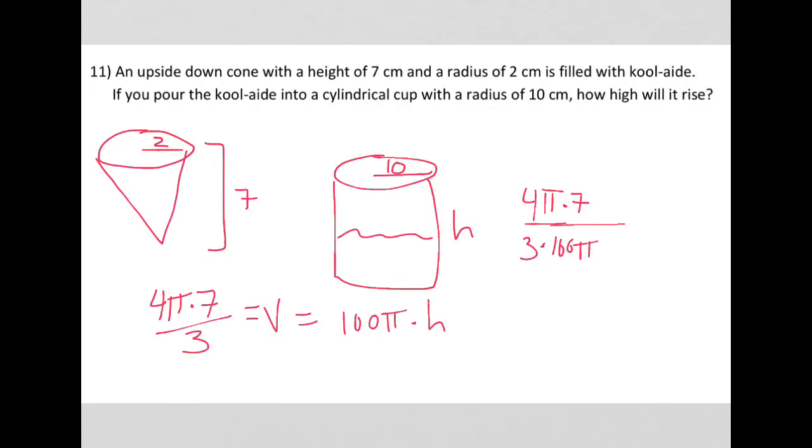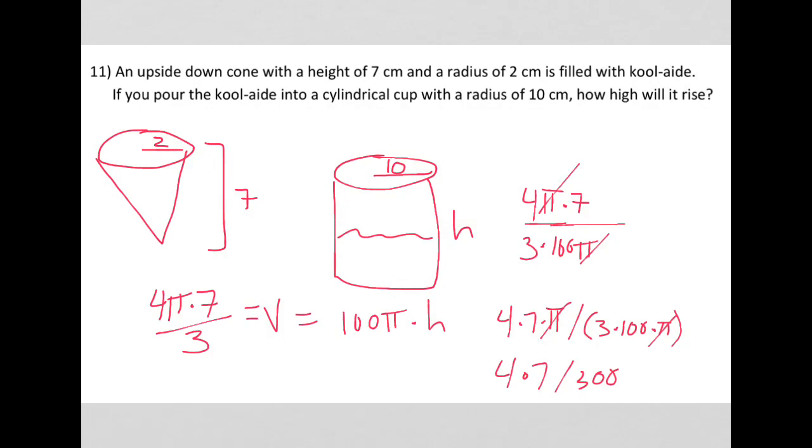So what I would do is type this as 4 times 7 times pi divided by, open a parenthesis, 3 times 100 times pi, close your parenthesis. I actually wouldn't do that. That's silly because the pi's cancel out. So it's just 4 times 7 divided by 3 times 100. I'm just going to say divided by 300.